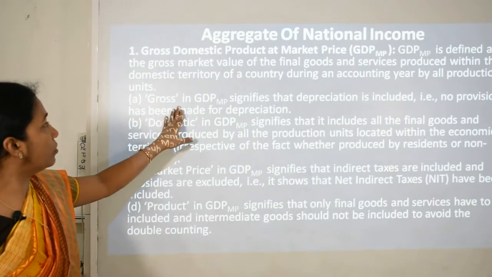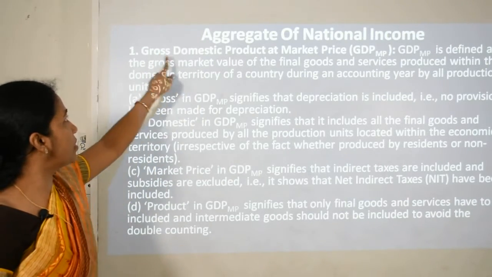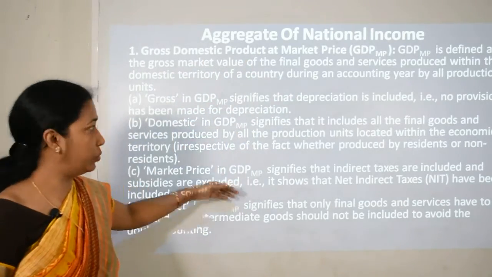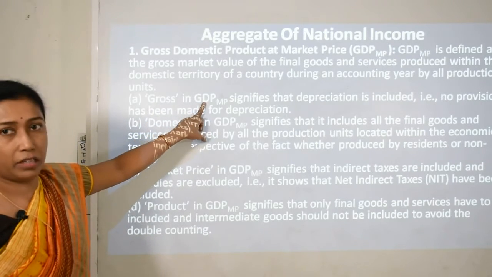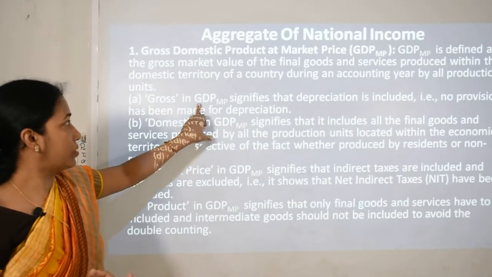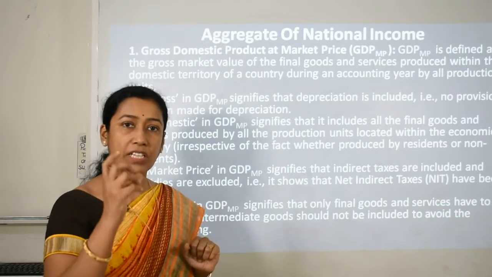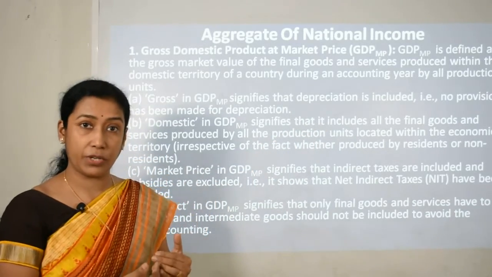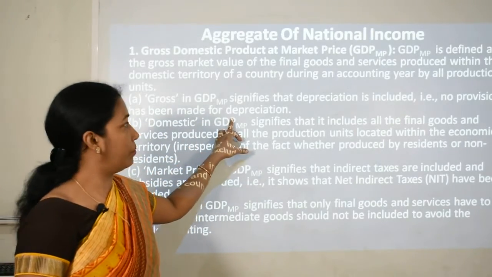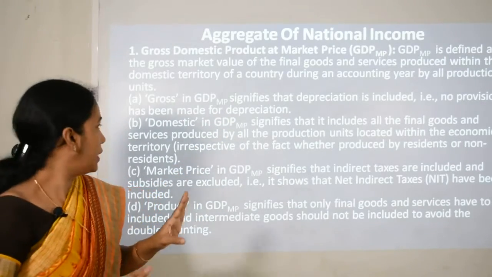Now, second, in this same concept, what is the meaning of gross domestic product and market price? One by one we will go through that. Gross in GDP at market price, what is the meaning of this G? G for gross. So, gross in GDP at MP signifies that depreciation is included. When we say gross, it means charges of depreciation will be included here, that is, no provision has been made for depreciation. Okay. So, here depreciation is included.